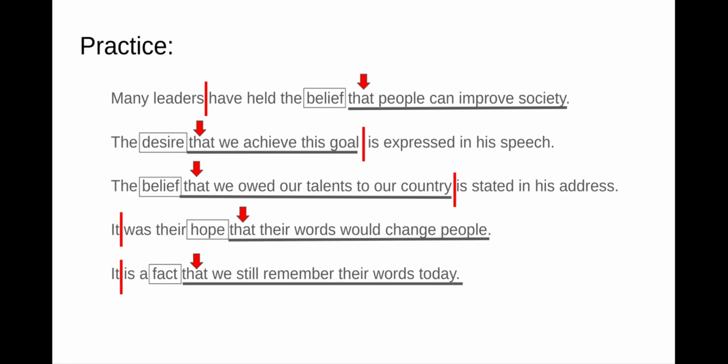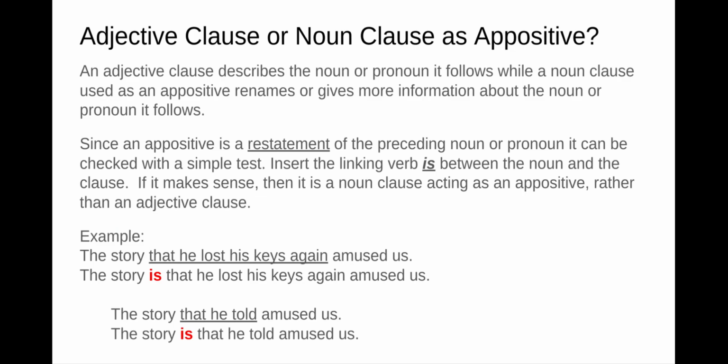Now, let's talk about that little confusing part, an adjective clause versus a noun clause as an appositive. So what we were just doing were noun clauses working as appositives. Now, if you remember, an adjective clause describes a noun or a pronoun that it follows. Well, that sounds very familiar. That sounds just like what a noun clause is doing when it's being an appositive. But what an appositive does is it's renaming, or it's giving more information. It's not describing. Now, those two things are very, very similar. When I say describing versus giving more information, those seem like synonyms.